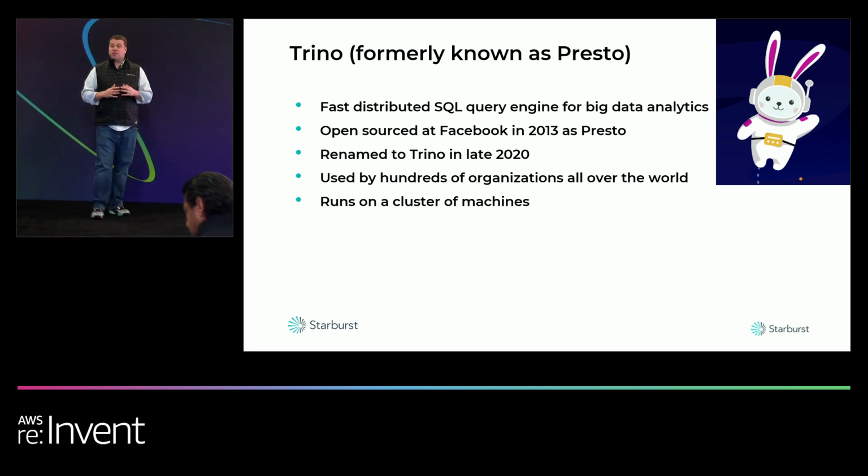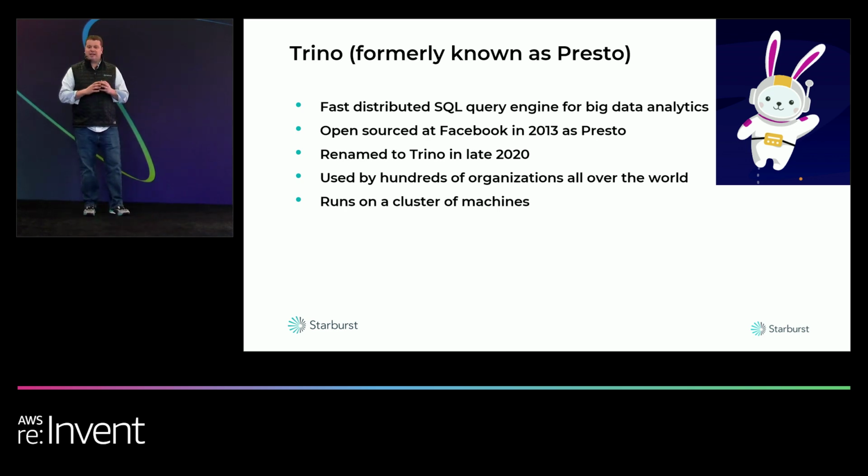And Trino itself runs on a cluster of machines. That's how we get the scale and performance. If you need more performance, you just add more machines, and it scales quite well in a linear fashion. And then last, it's used by hundreds of organizations, thousands of users, thousands of contributors.